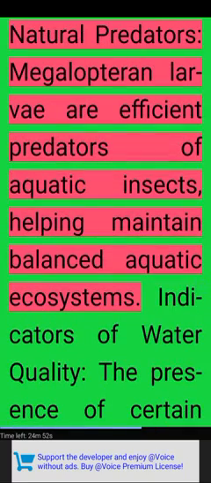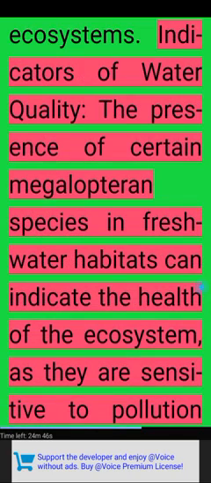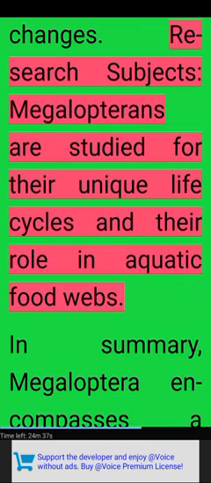Megalopteran larvae are efficient predators of aquatic insects, helping maintain balanced aquatic ecosystems. Indicators of water quality. The presence of certain Megalopteran species in freshwater habitats can indicate the health of the ecosystem, as they are sensitive to pollution and habitat changes. Research subjects. Megalopterans are studied for their unique life cycles and their role in aquatic food webs.